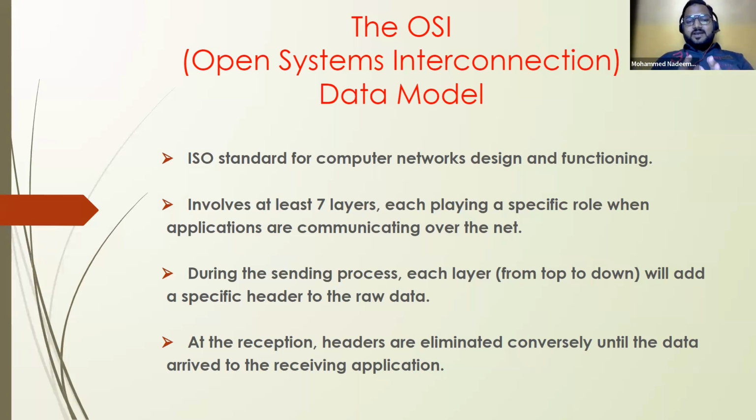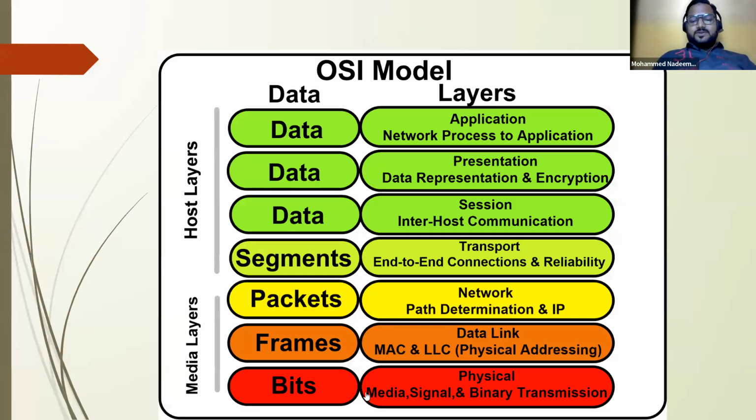That's why the OSI, Open Systems Interconnection model, came. So they will follow this standard, and they will have a framework. Okay, so the OSI model has a total of 7 layers. You can see the physical layer, data link layer, network layer, transport, session, presentation, and application.